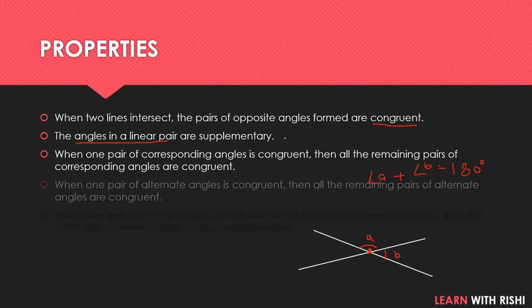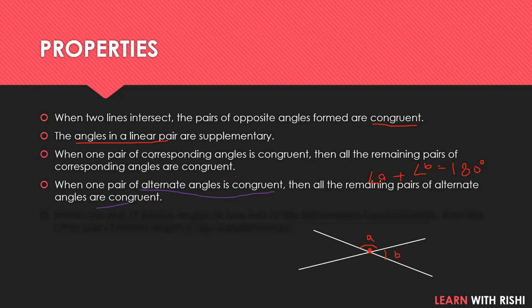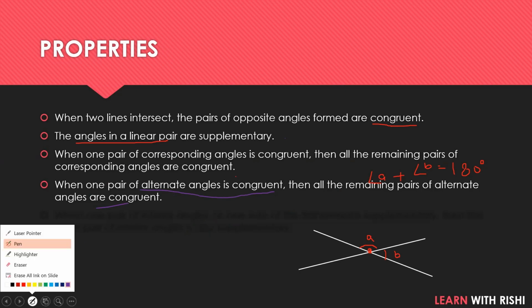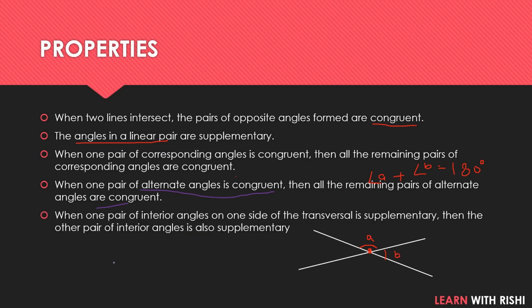Okay, let us move to the next property. When one pair of alternate angles is congruent, all remaining pairs are also congruent. Same, if corresponding angles are congruent, then all are congruent. Similarly, if one pair of alternate angles is congruent, all the remaining pairs of alternate angles are congruent. Next property, when one pair of interior angles on one side of the transversal is supplementary, then the other pair of interior angles is also supplementary. So we have seen the interior angles on the same side of the transversal.